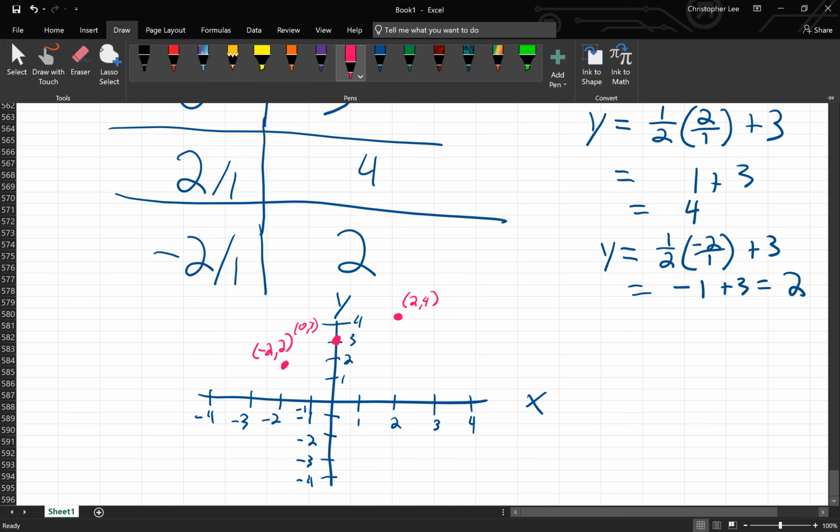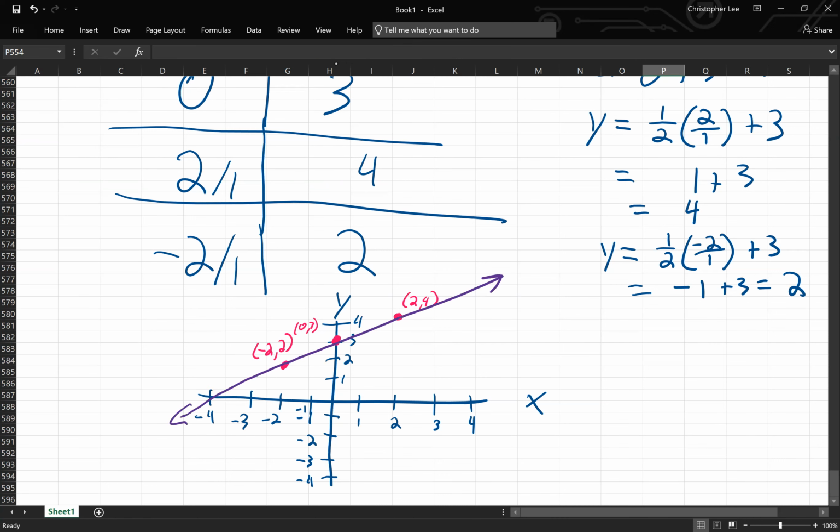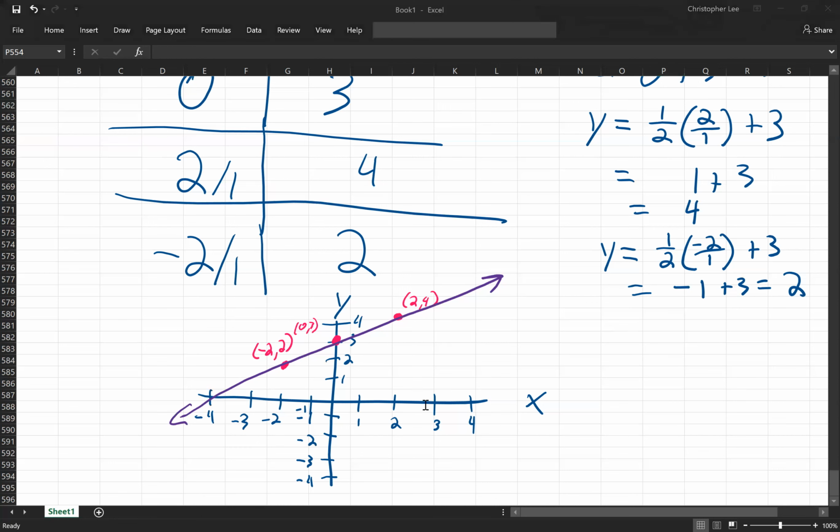And then what do we do after that? Just connect the dots. I need a nice color. Let's do purple, right? Just connect the dots and then that's it. Yeah, on both ends. Any other questions on that? So lesson here, just be strategic in what you choose. That's all. And no, you're not limited to those numbers. You can choose whatever you want. I'm just trying to make your lives easier. That's all.